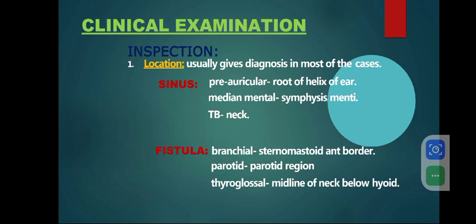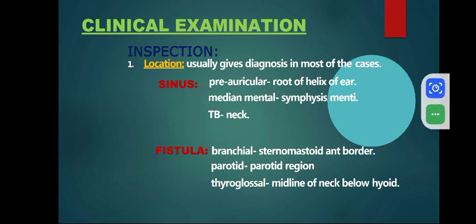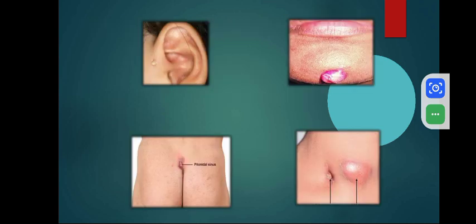Sinus: preauricular, root of the helix of the ear, median mental symphysis, TB neck. And fistula: branchial, sternomastoid anterior border, parotid region, thyroglossal midline of neck below hyoid. These are the images which show what we have discussed above.